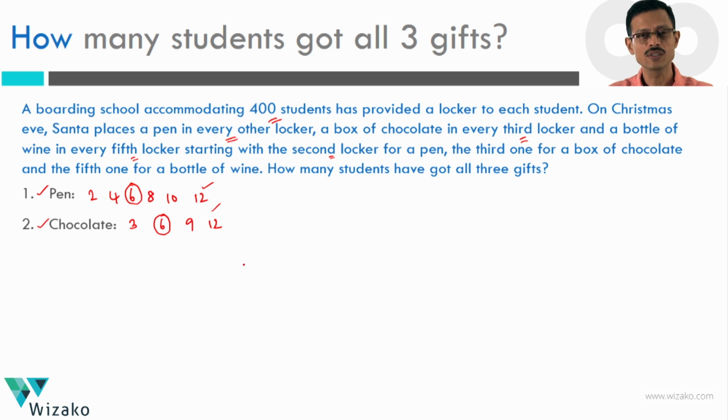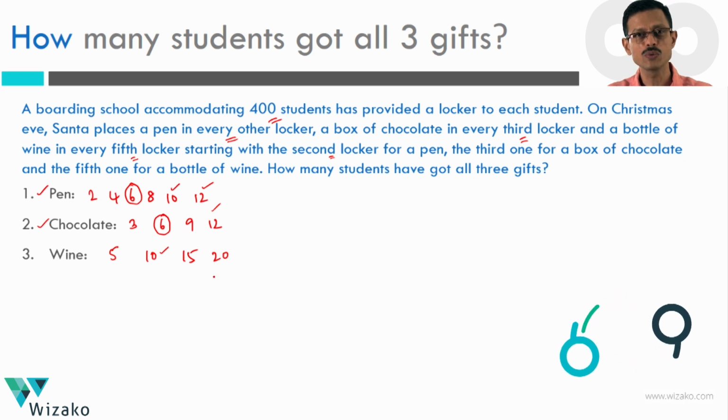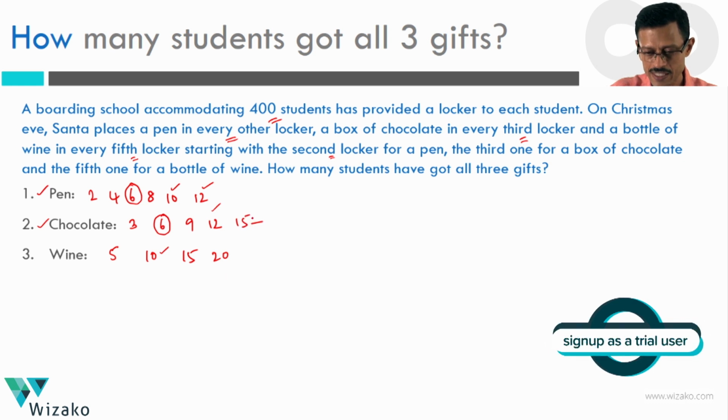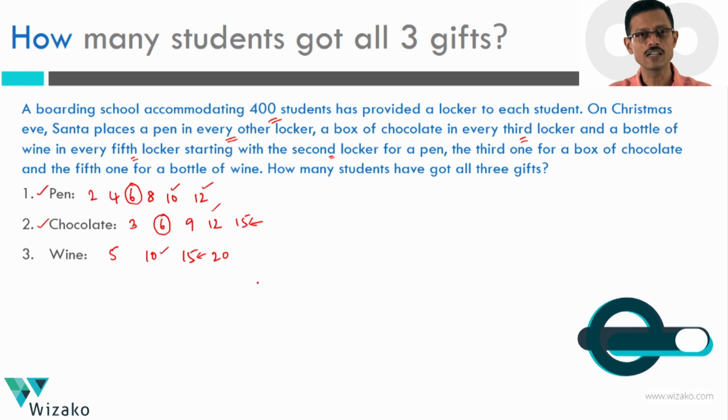Our question is to figure out who would have got all 3 gifts. The third gift, which is wine, is placed starting from the fifth locker, every fifth locker: 5, 10, 15, 20, and so on and so forth. Have a look at it. The 10th locker, because it's a multiple of 2 and 5, has got both a pen and a bottle of wine as a gift. Look at the 15th locker, as a multiple of 3 and as a multiple of 5, it has got both a chocolate and a wine as a gift. So if any combination is asked, all we have to do is basically pick common multiples of that.